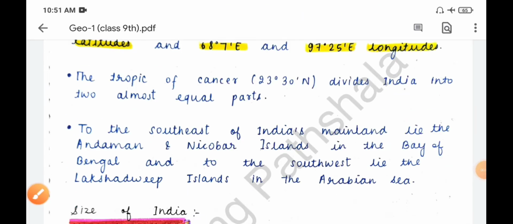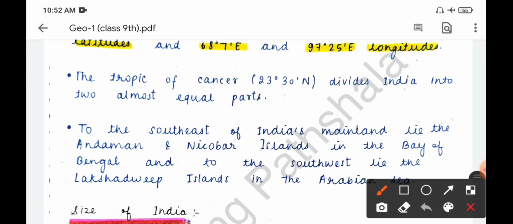To the southeast of India's mainland lie the Andaman and Nicobar Islands in the Bay of Bengal, and to the southwest lie the Lakshadweep Islands in the Arabian Sea.